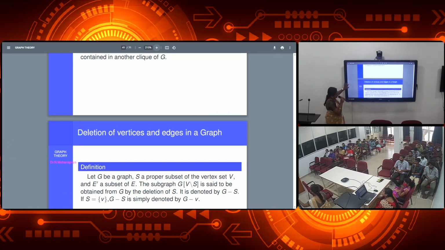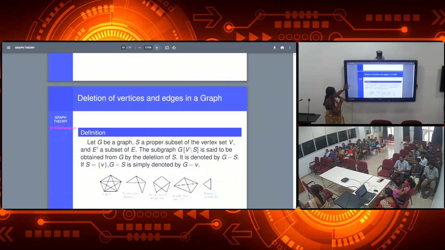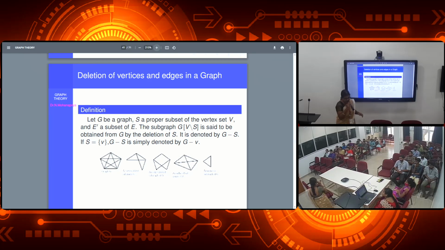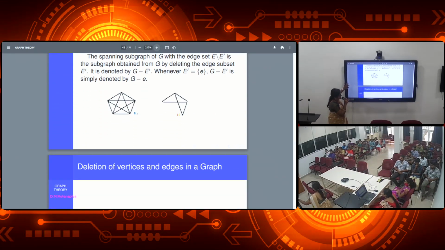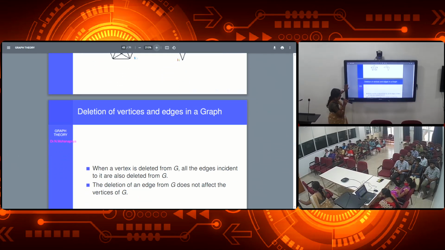Next we are going to see about the deletion of vertices and edges in a graph. Suppose I delete any vertex in a graph, the edges which are incident with that vertex should also be removed, right? So that is the deletion of a vertex. The deletion of edges is when I want to delete any of the edges, I can remove only the edge, there is no disturbance in the vertices, right? So these are examples for deletion of vertices and deletion of edges in a graph.